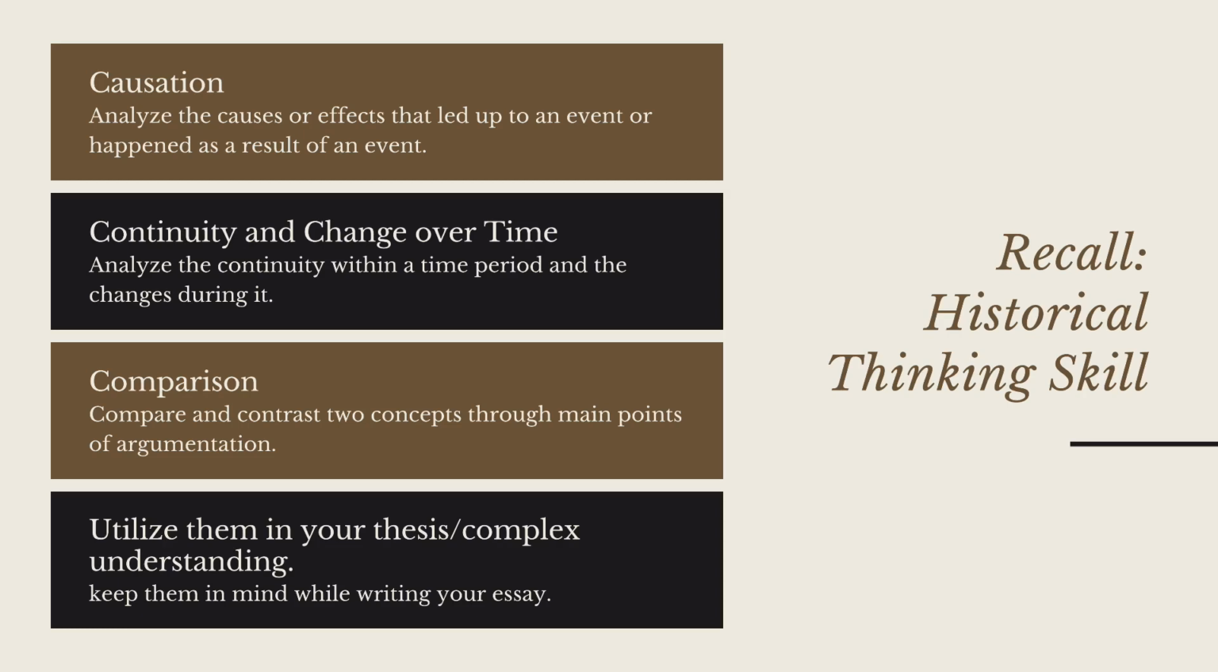First is causation, which is analyzing the cause or effects that led up to an event or happened as a result of that event. Next up is continuity and change over time, which is analyzing the continuity within a time period and the changes during it. And lastly is comparison, which is comparing and contrasting 2 concepts through main points of argumentation. We use the historical thinking skill in our thesis and complex understanding along with writing our whole essay.